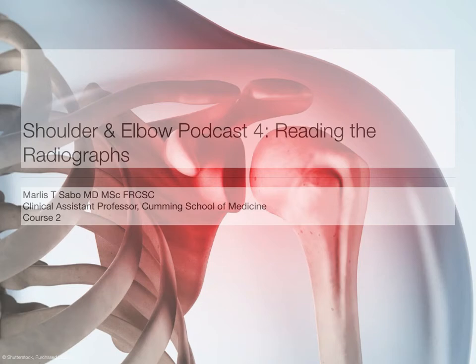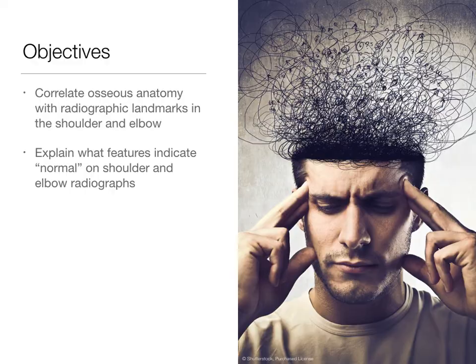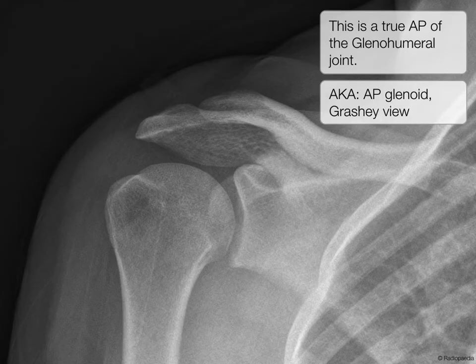Welcome to Podcast 4. We're going to talk about how to read plain x-rays of the shoulder and elbow. Refer back to this for small groups and when you get out into clinical settings. This podcast is going to address two things. By the end, you should be able to correlate osseous anatomy with radiographic landmarks in the shoulder and elbow. You should also be able to explain what features indicate normal on shoulder and elbow radiographs.